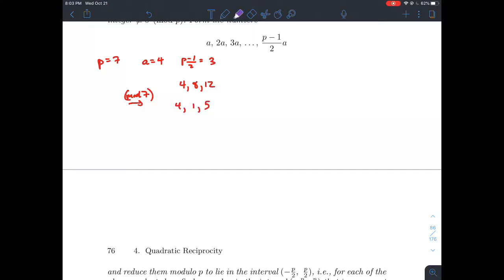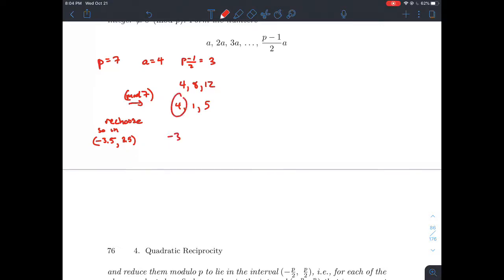But now of these representatives, which ones lie in the interval from minus 7 halves to 7 halves? In other words, from minus 3.5 to 3.5. So I want to re-choose these, so that we are in this interval, again, from minus 3.5, which is minus P over 2, to 3.5. All right, so 4 is not in this interval. So what could I rewrite 4 as mod 7? 4 is the same thing as negative 3. So I'll rewrite that as negative 3. So now negative 3 lies in that interval.